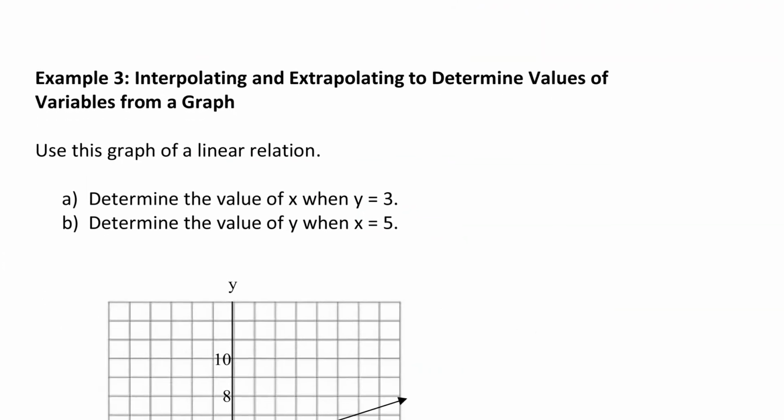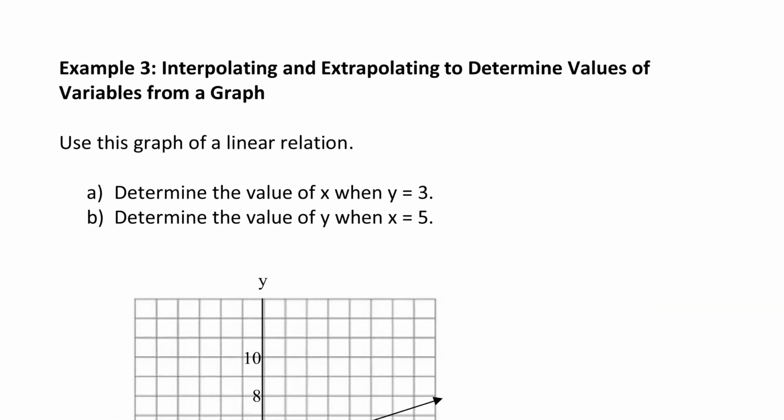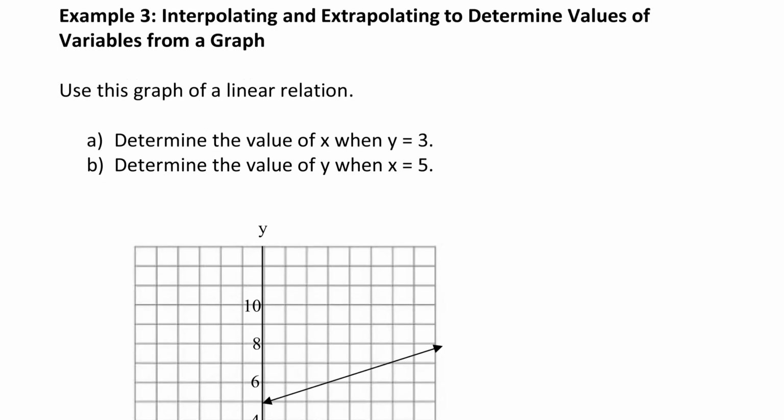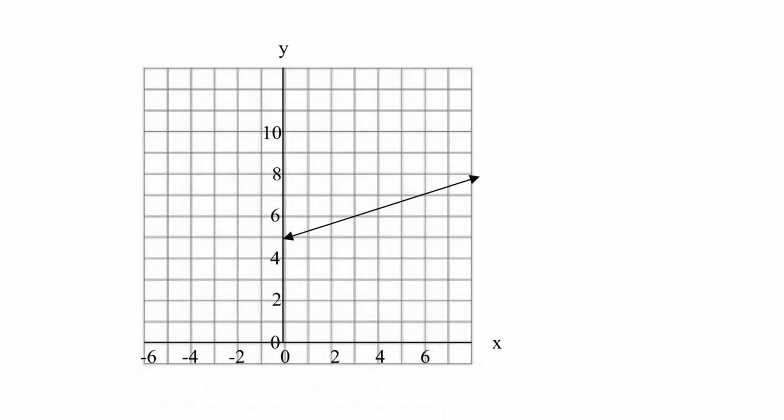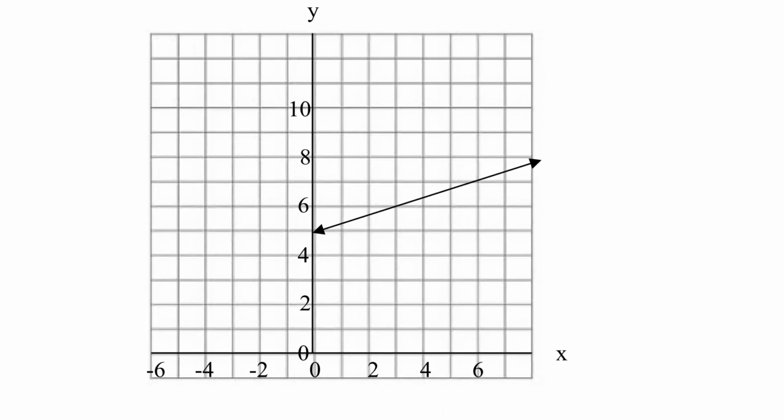Example 3, we are looking at interpolating and extrapolating to determine values of variables from a graph. So use the graph of a linear relation. Determine the value for x when y is 3. Determine the value of y when x is 5. So this is the graph that we're going to be looking at. It's going from 0 all the way up to 8.